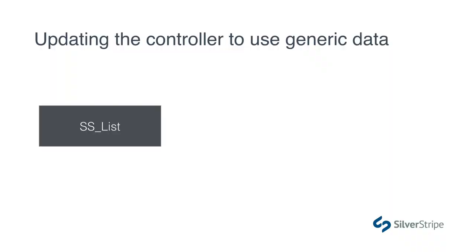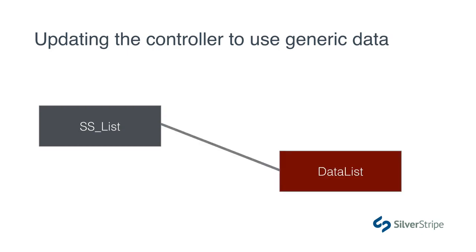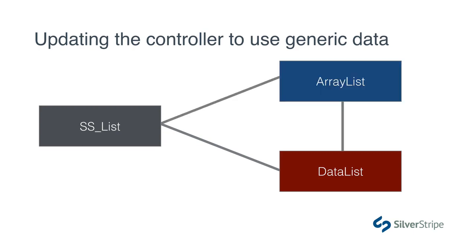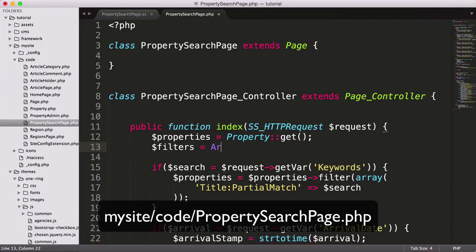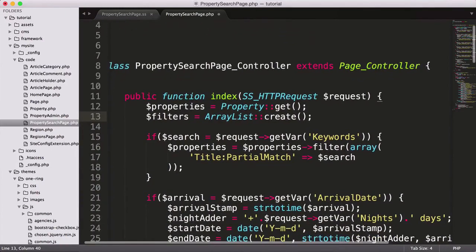In order to invoke the loop block, we of course are going to need some kind of iterable list. So far, we've been using data list, which represents a list of records associated with a database query. Since our filter UI elements are not coming from the database, we will need something more primitive. In this case, array list is an ideal choice. So at the top of our index action, let's instantiate that list. We'll say filters equals array list create. Now you can probably guess that array list is just an array of data.